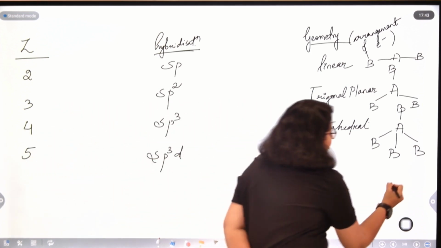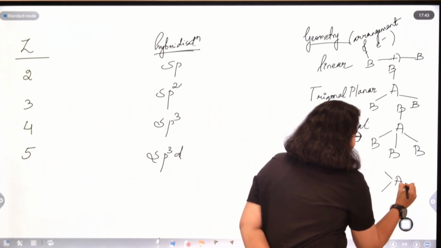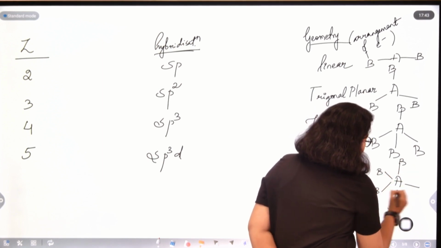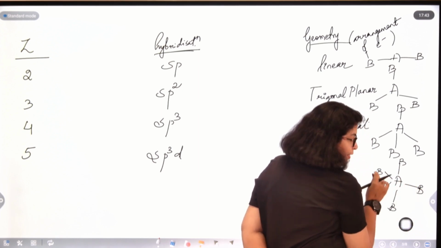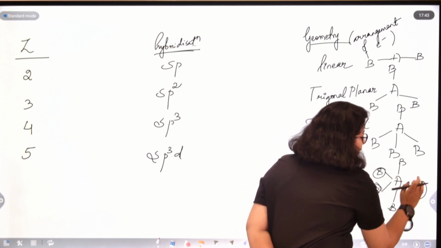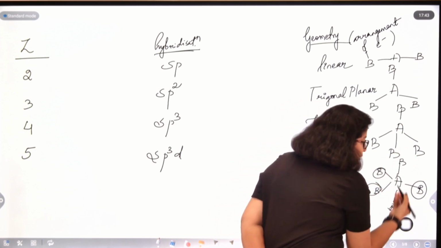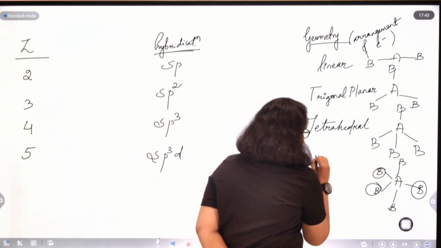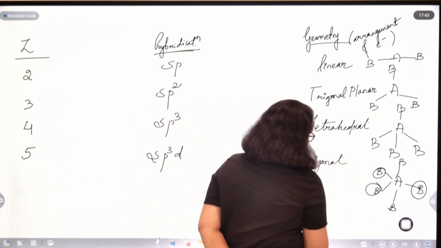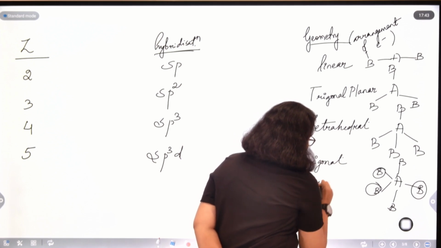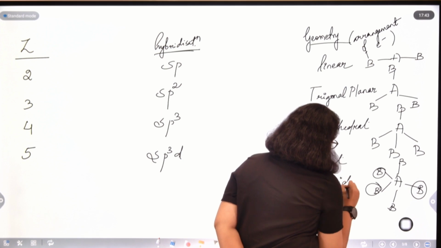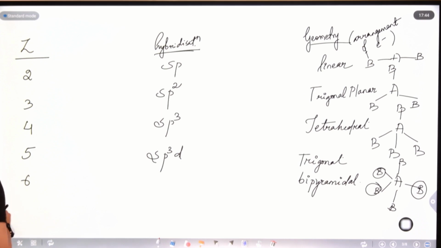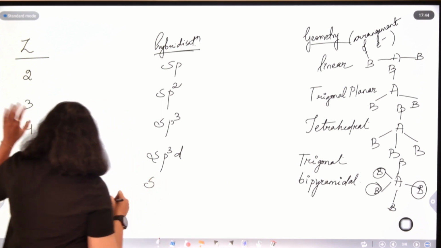If the central atom is A here, 5 other atoms will be placed. 3 will be placed in the plane, these B, B, B. These 3 atoms are placed in the plane, this one, and this one. And one is above the plane and one is below the plane. And here the geometry comes out to be trigonal bipyramidal.